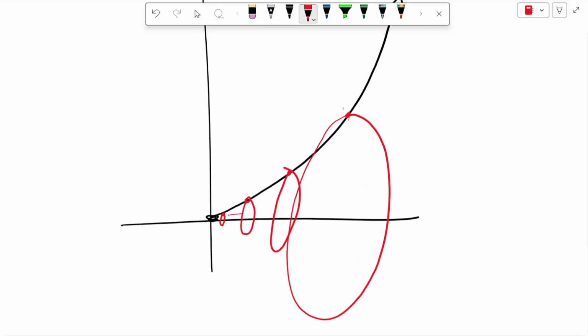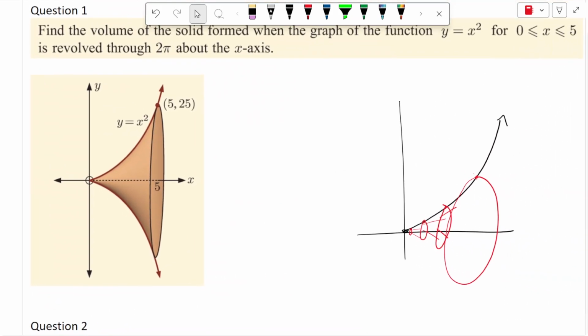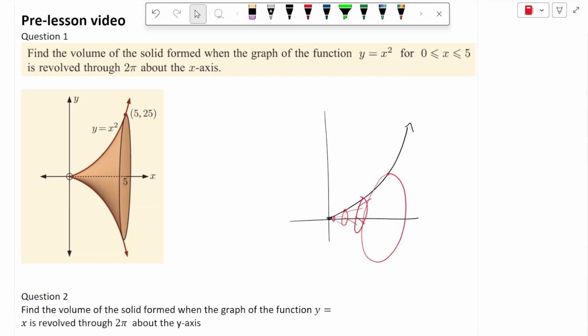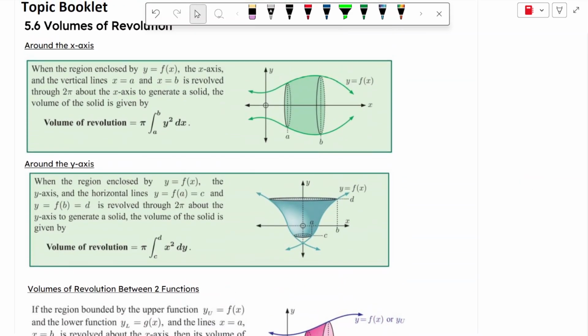And it'll eventually just make this whole surface. Obviously, it's very hard for me to draw this in 3D, but that's what it looks like. And we can calculate the volume of this thing. So there's a formula for it. So the volume is, and it depends whether you're going around the x-axis or the y-axis. So this is the formula for going around the x-axis, and then it's sort of reversed for the y-axis.